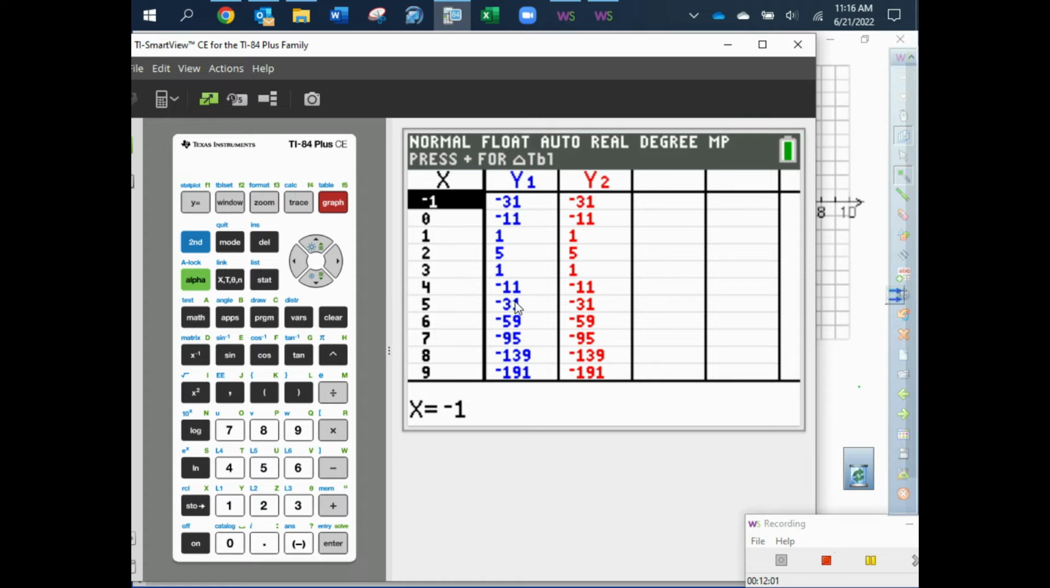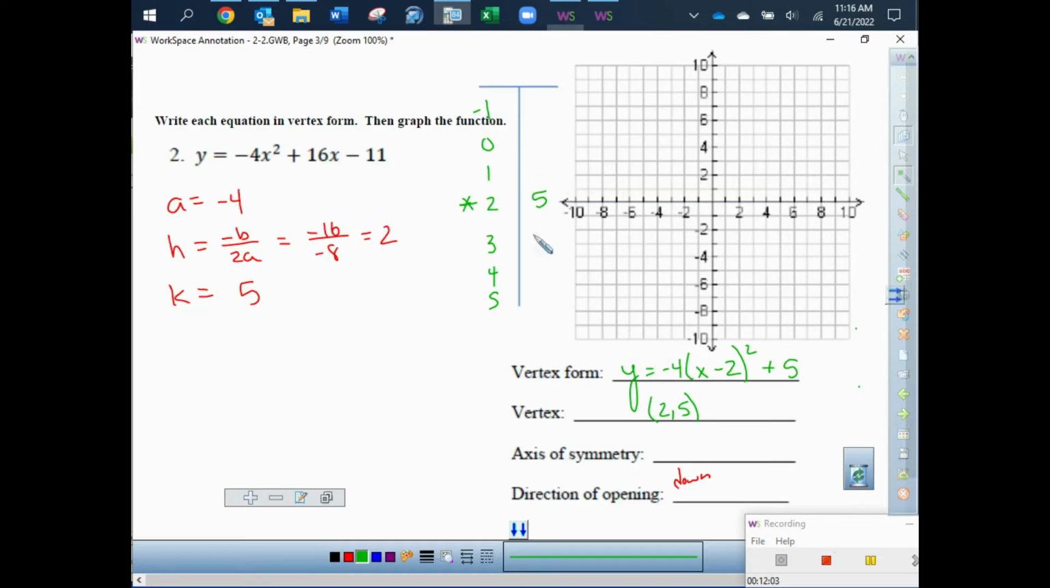So it goes 1, negative 11, negative 31. 1, negative 11, negative 31.